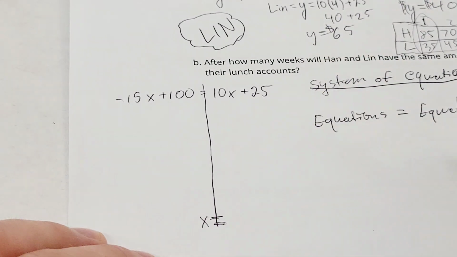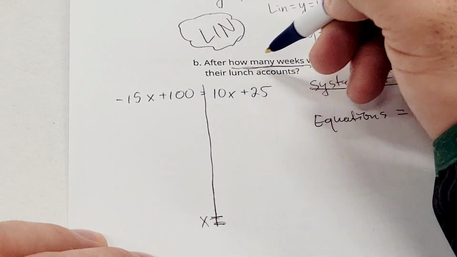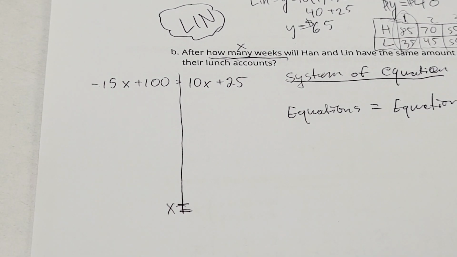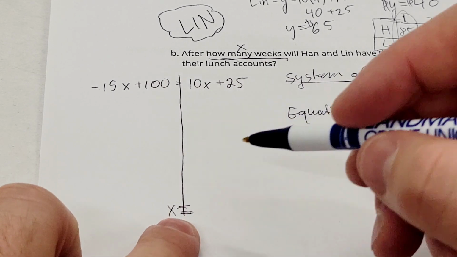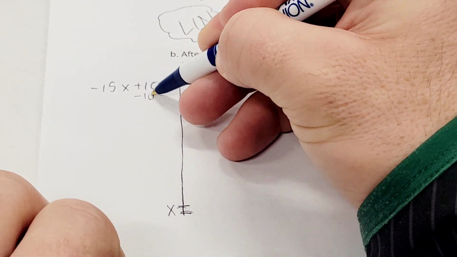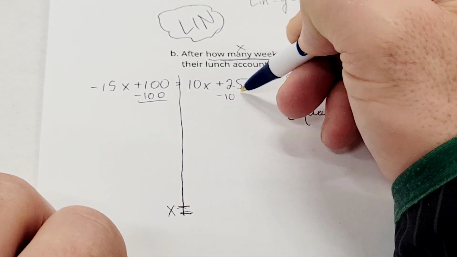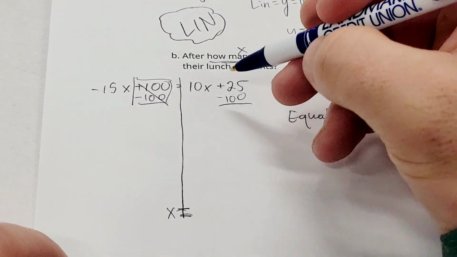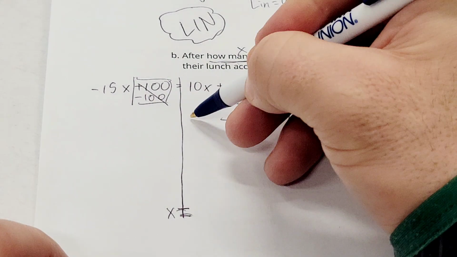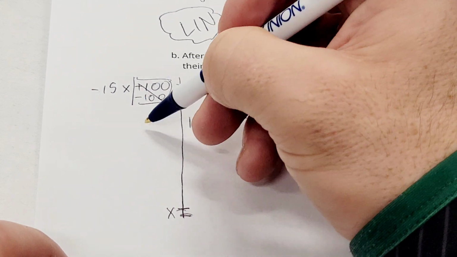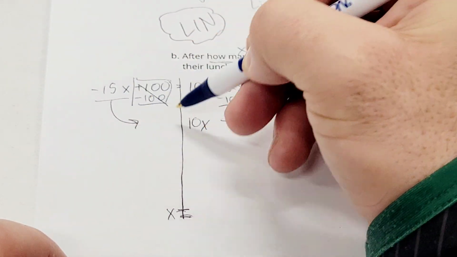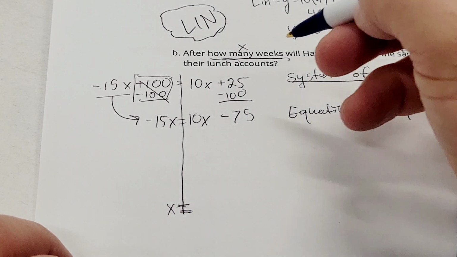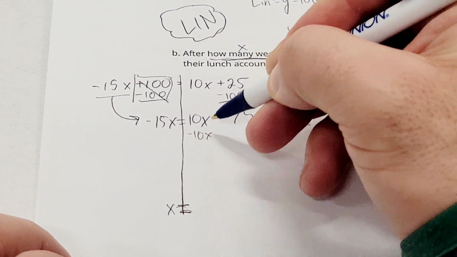Okay, remember x again is the number of weeks. It's asking us how many weeks. That is x. Okay? So since I want x's on the left and a number on the right, I'm going to get rid of the number on the left without an x. Minus 100, minus 100. That one cancels. This one turns out to be negative 75. 10x minus 75 on that side. And my negative 15x falls down into place. Okay, now I don't want any x's on the right side, so I'm going to cancel that out with subtraction.